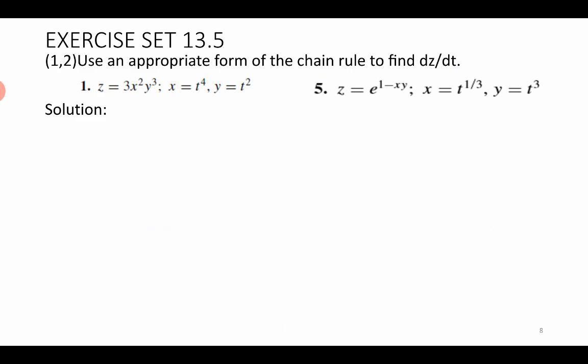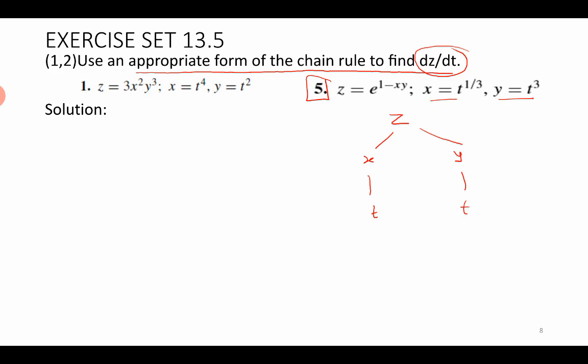Okay, let's go ahead with exercise set 13.5. There are two problems, so we'll choose one. Use an appropriate form of the chain rule to find dou z by dou t. This is what you are going to find. See problem number 5. From this one, you should have the idea. Z is a function of two variables, x and y, where x and y are functions of only one variable. We are in the first case, isn't it?